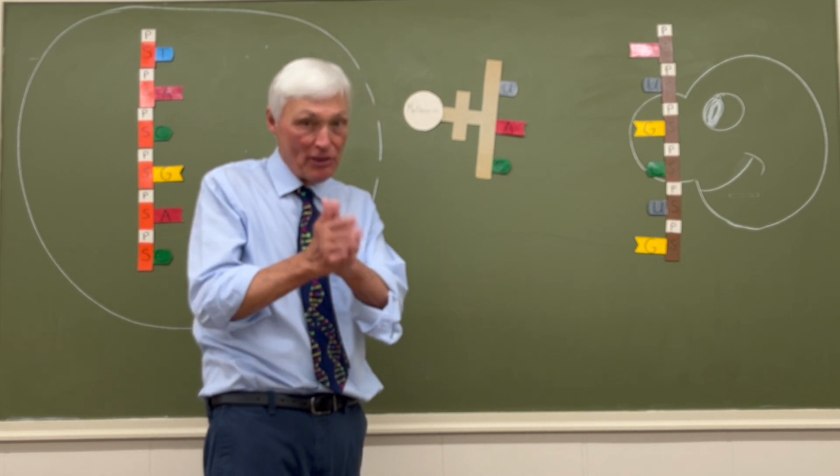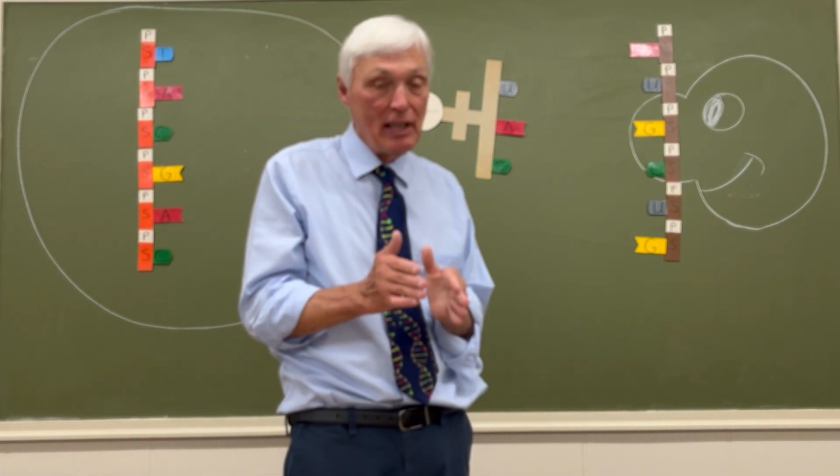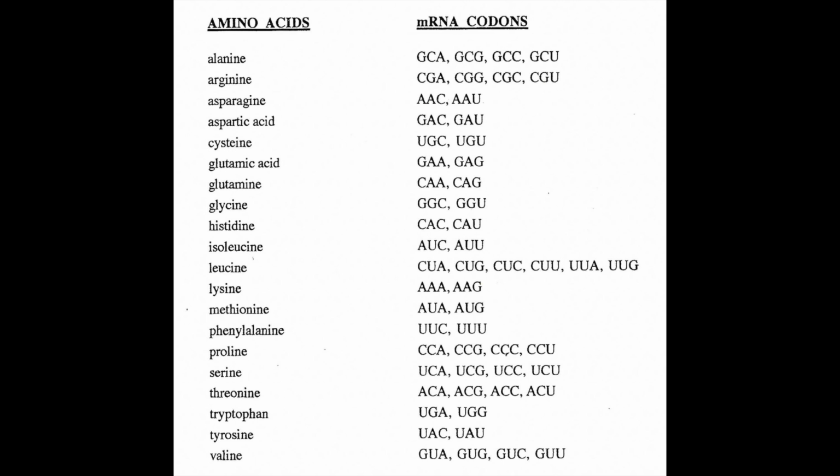Take a look at this chart, and you've got a copy of this in your note-taking guide. It's called the genetic code chart, and it shows all the 20 different kinds of amino acids in alphabetical order. Amino acid molecules with big, long, fancy names like alanine and asparagine and valine and methionine. So you've got all the 20 amino acid molecules listed on the left-hand side of the chart, and on the right-hand side, all the different kinds of mRNA codons.